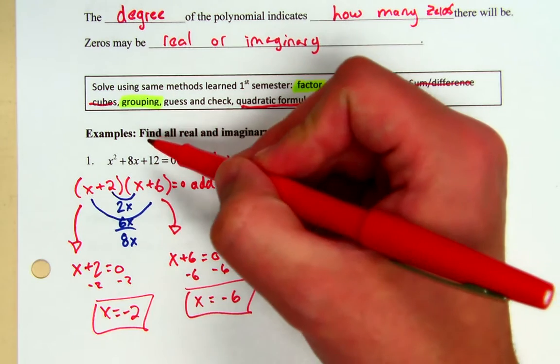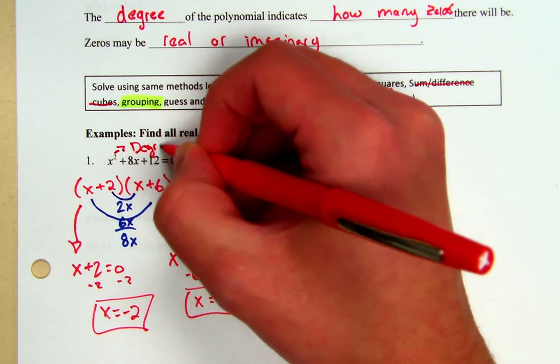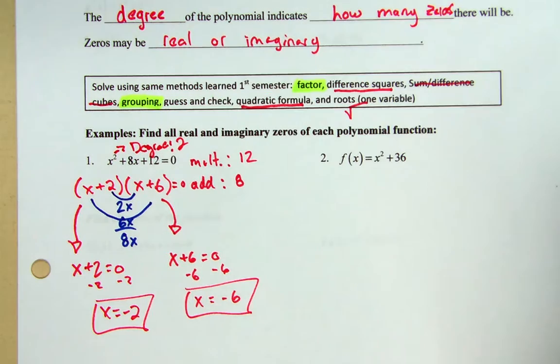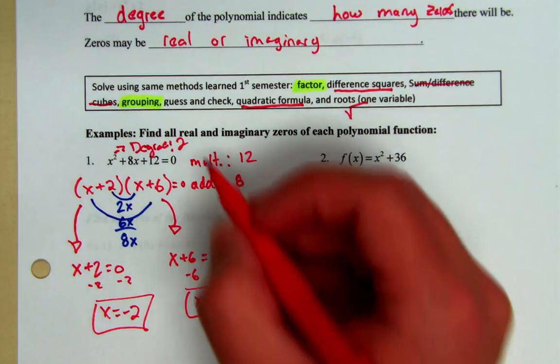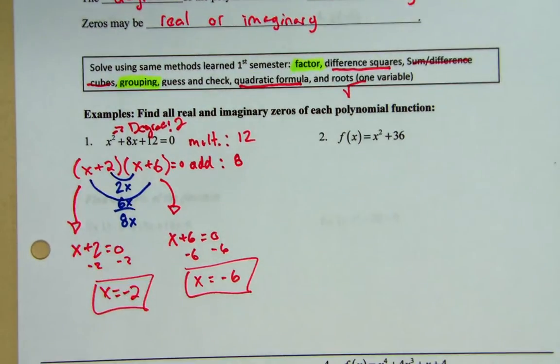Now, what was the degree here? The degree was 2. How do I know that? It's the highest exponent. So that means I should have 2 solutions. I have 2 solutions in the end.